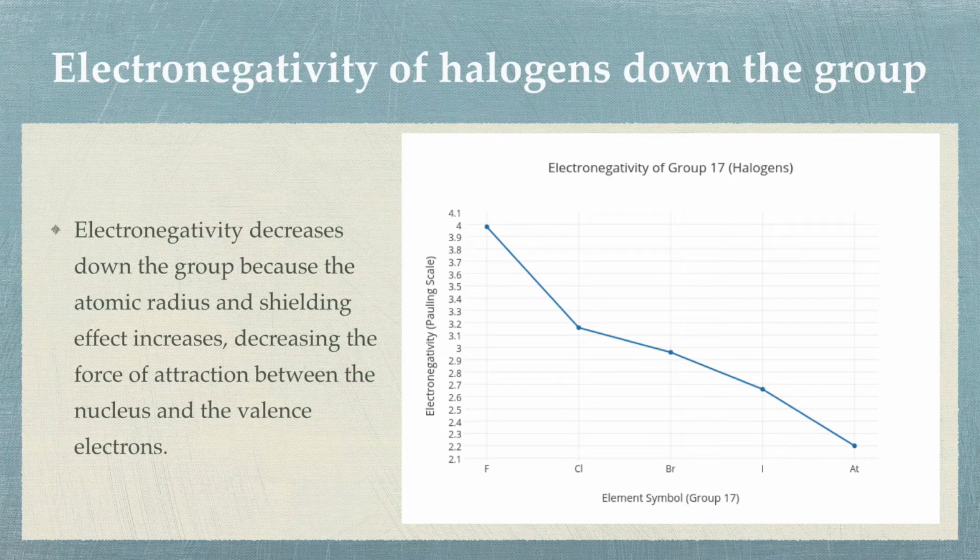The following graph shows the trend of electronegativity of Group 17. The graph shows a general decrease because as atomic radius and shielding effect increase, the force of attraction between the nucleus and valence electrons decreases. This decreases the atom's ability to attract shared electrons to itself.